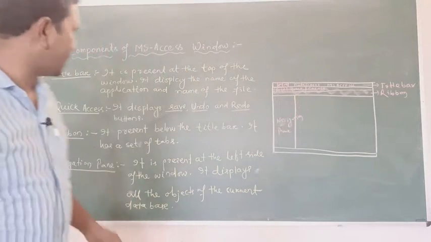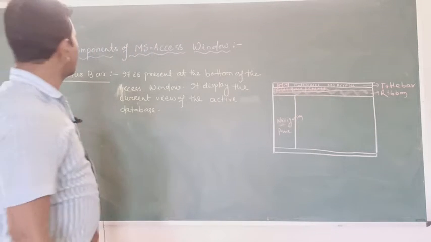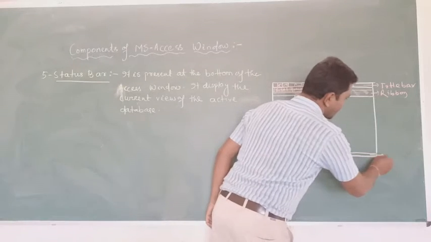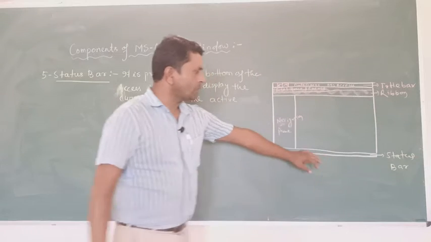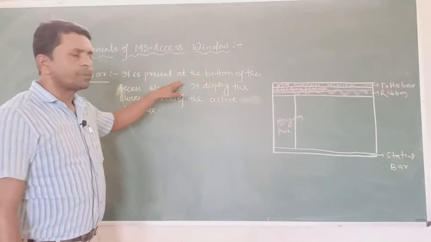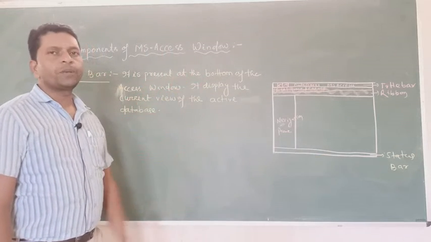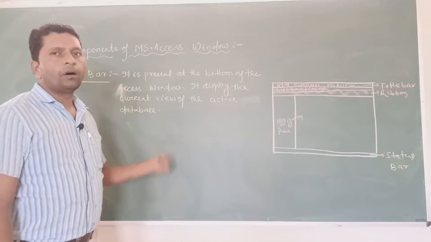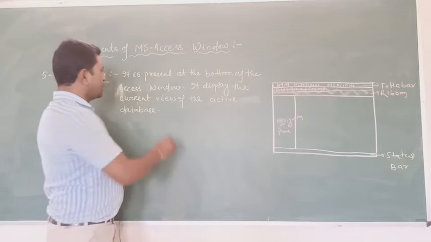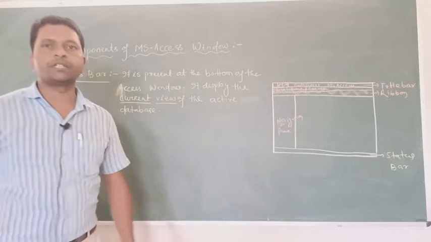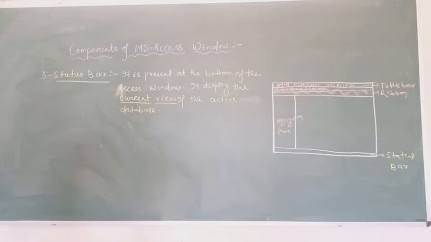The next component is your status bar. This one is the status bar, and it is present just at the bottom of your Access window. It displays the current view of your active database. Whatever database you have opened, that current view is displayed. So these all are the different components of your Microsoft Access.